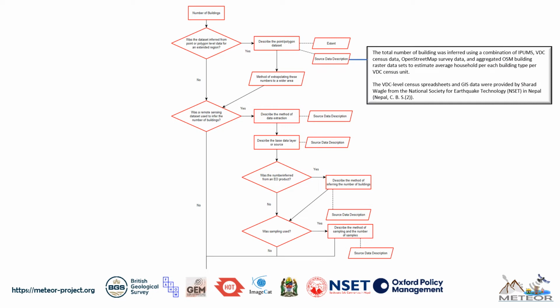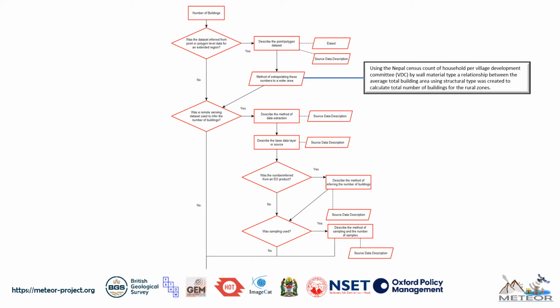The total number of buildings was inferred using a combination of datasets, which include IPUMS, VDC census data, OpenStreetMap survey data, and aggregated OSM building count raster. These were used to estimate the average number of households per building type for each VDC census unit. Using the Nepal census number of households per VDC by wall material type, a relationship between the average total building area using structural type was created to calculate total number of buildings for a rural zone.